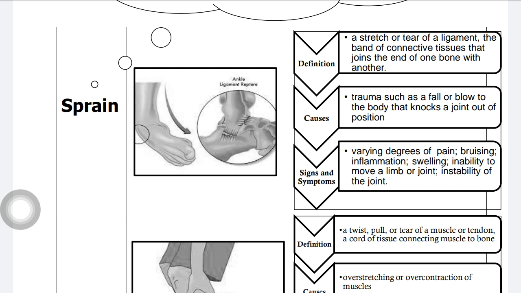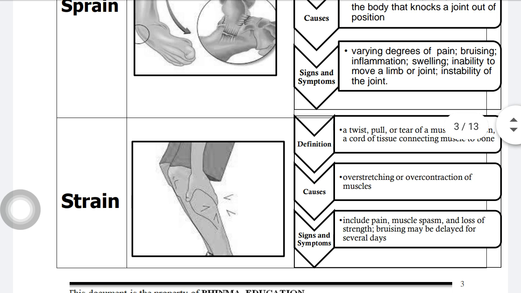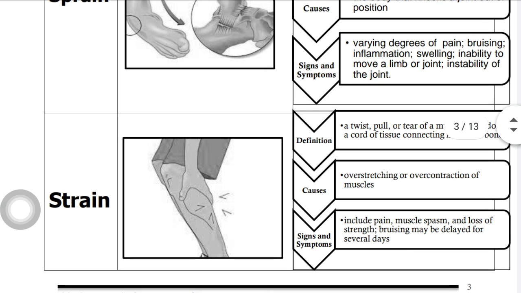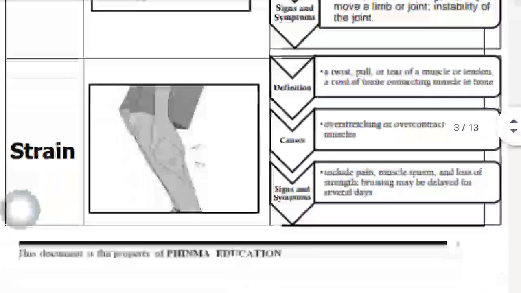So, ang cause ani is trauma, fall, or blow to the body that knocks a joint out of the position. So, makilo ka, kani ang sprain. So, varying degree of pain, bruising, inflammation, swelling, inability to move limb or joint, and instability of the joint ang symptom. So, ang strain is a twist or pull or tear of muscles or tendon.